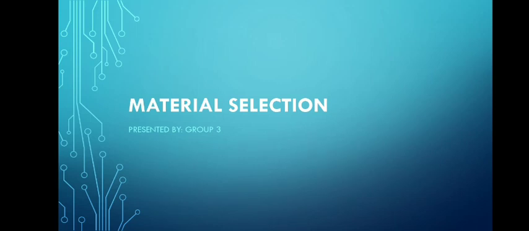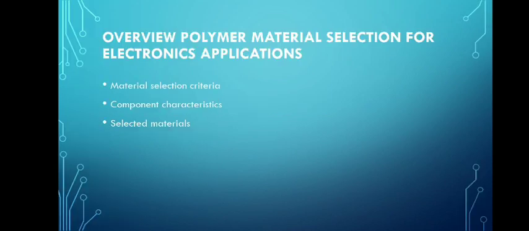Today we discuss polymer material selection for electronic applications. Okay, let us get started. Today we have three different sections. We start with the material selection criteria for electronic applications, then we discuss some component characteristics, and then we jump into selected materials. I have some commodity materials, some engineering polymers, and some high performance polymers.